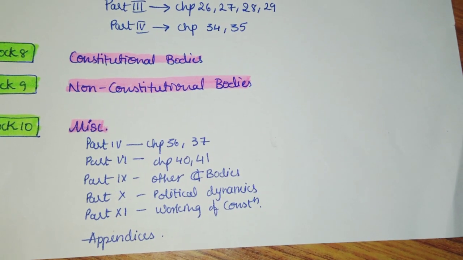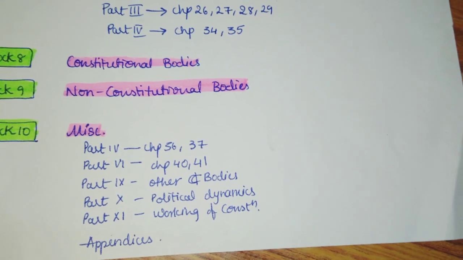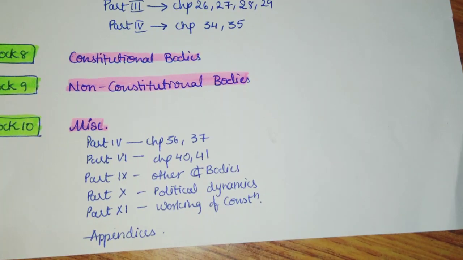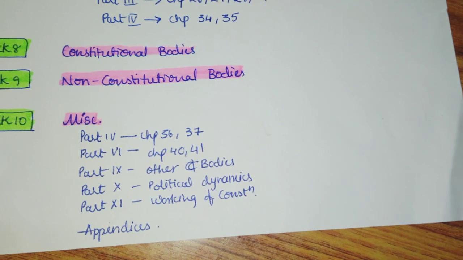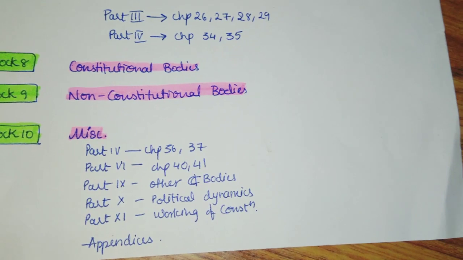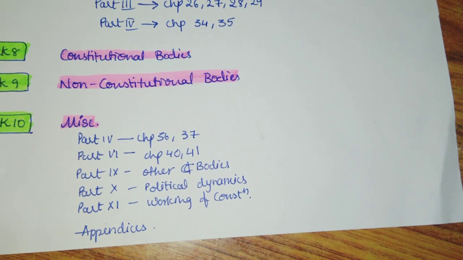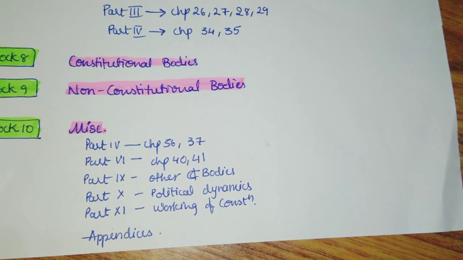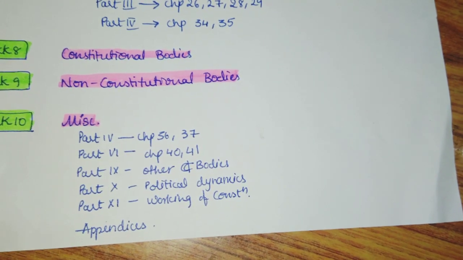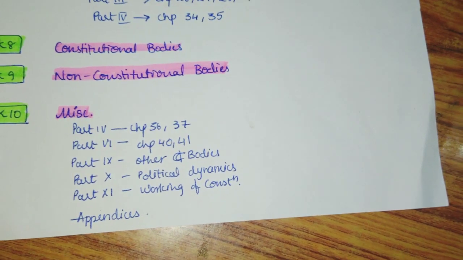Okay, these are chapters 36 and 37, and also read the changes. And part 6, chapters 40 and 41. So these are about union territories and scheduled and tribal areas. And in part 9 we have other constitutional bodies, part 10 political dynamics, part 11 working of constitution, and lastly appendices. So this is also important because here we get an idea about different constitutional amendments and the content regarding them. So do not skip this, and as and when you have time, please go through it also. And also we have chapters like model code of conduct and about the Representation of the People Acts, like 1950 and 1951.